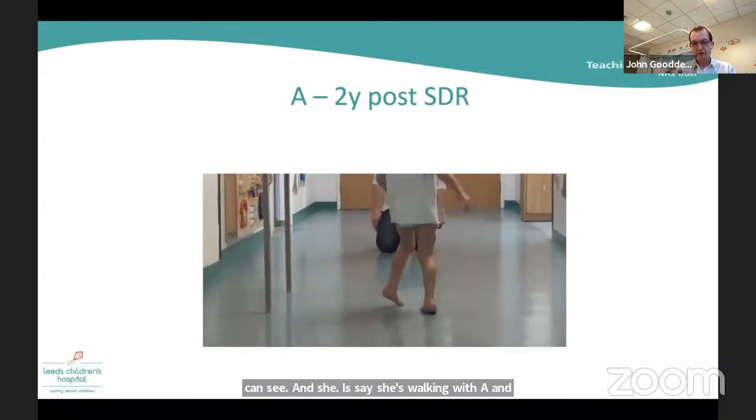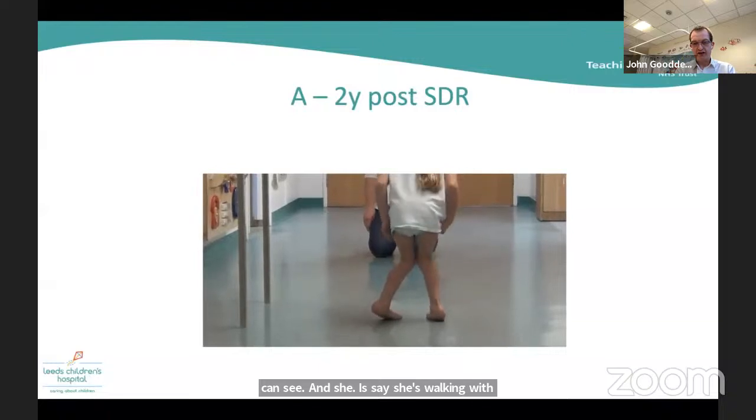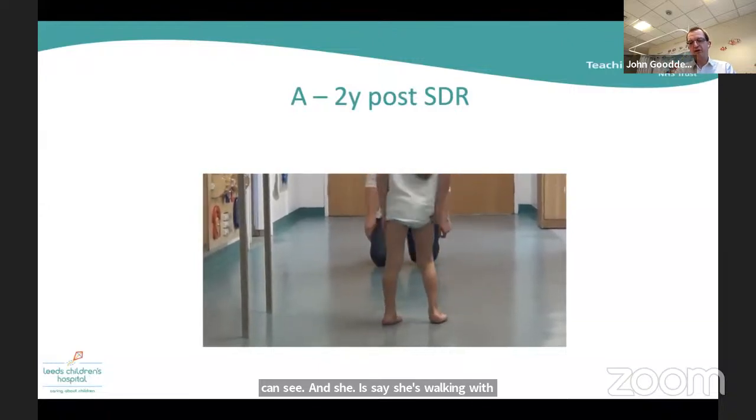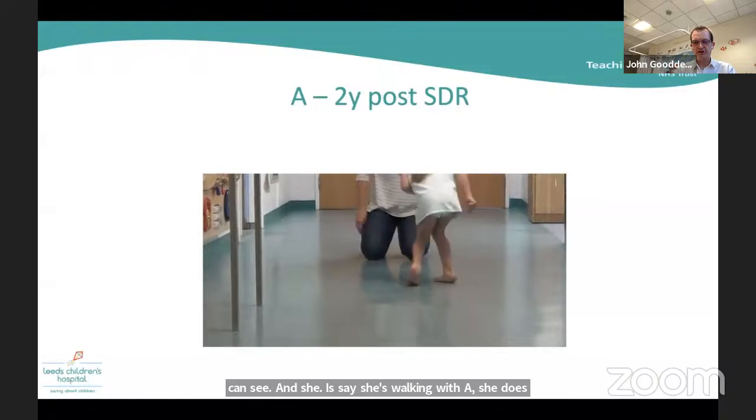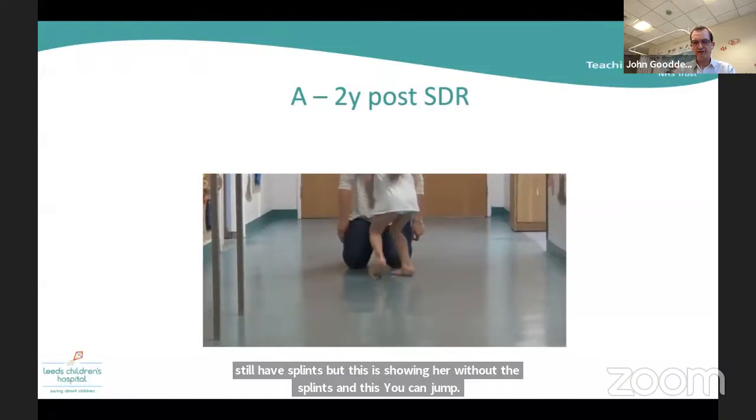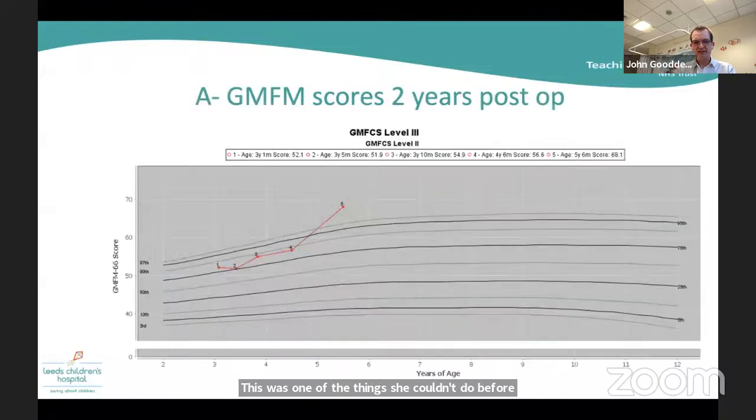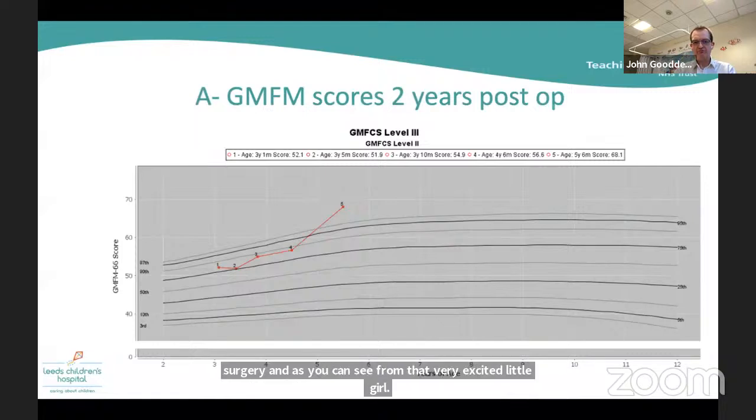She does still have splints, but this is showing her without the splints. And this, she can jump. This was one of the things she couldn't do before surgery. And as you can see from that, very excited little girl. And that was what happened with her GMFM.